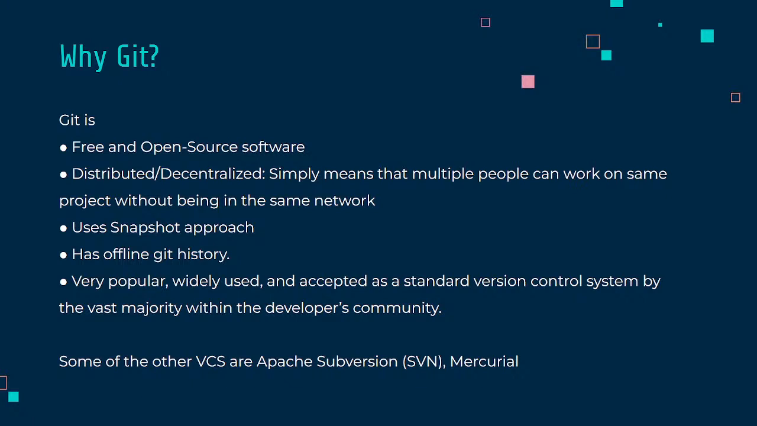Basically, Git is a free and open source software. It is a decentralized and distributed system. Basically, it means that multiple people can work on the same project without being in the same network. It uses a snapshot or commit approach.